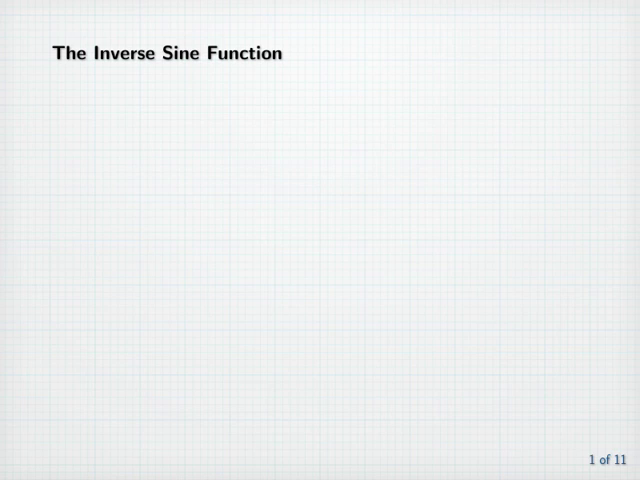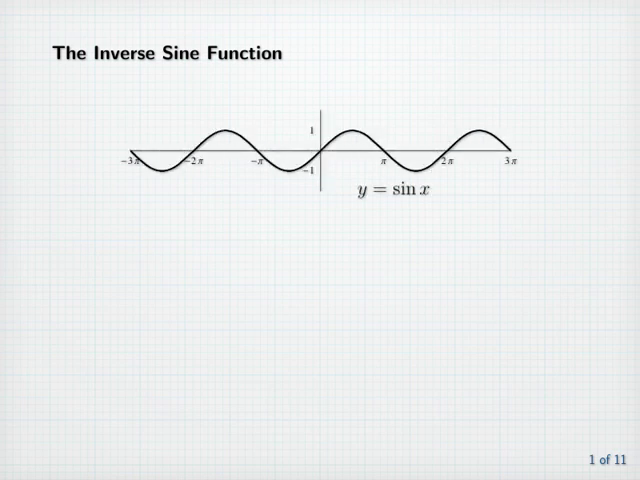We begin with the graph of y equals sine x, whose domain consists of all real numbers x. This function has no inverse since it's not one-to-one. That is, it's not true that each y in the range is the value at exactly one x. In other words, the graph fails the horizontal line test, so if we reflect the graph about the line y equals x, the resulting graph will fail the vertical line test and therefore not be the graph of a function.